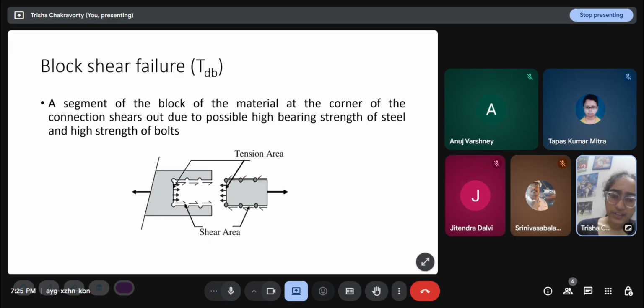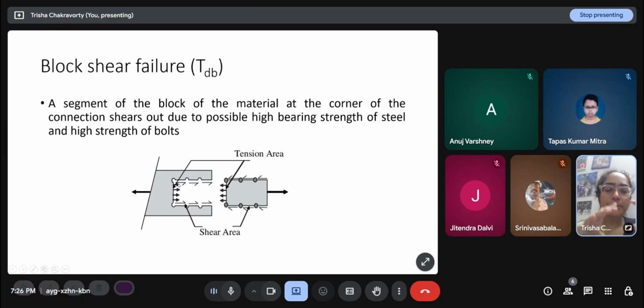And block shear failure is a completely separate kind. It's a segment of the block of the material at the corner of the connection that shears out due to possible high bearing strength of steel and high strength of bolts. So what happens here is that if the bolts are too strong and the steel itself is too strong, the bolts don't shear off. We know that the bolt can also undergo shear failure, but the bolt here is strong, and the steel itself does not yield or break, but the structural integrity is somehow lost, so the block shears out. So you can say it's a shear failure because this part, this surface and this surface undergo shear and go out, and this surface undergoes a tensile failure, right?